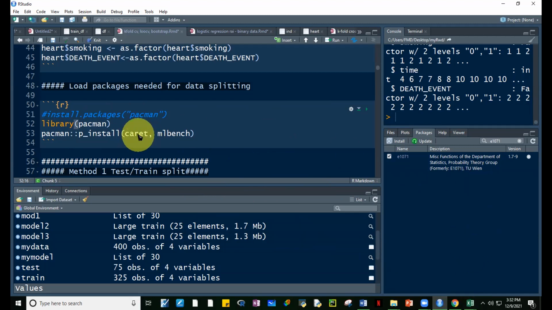Paki-check naman guys kung na-install nyo si Caret at saka si ML Bench. Kindly check guys sa packages nyo. And then please chat kung yes or no guys, kung naka-install si Caret and then ML Bench.